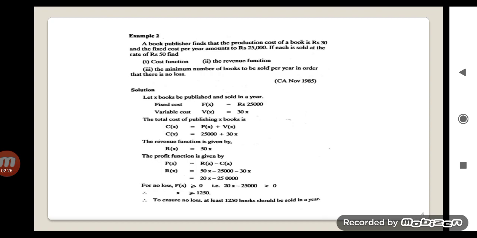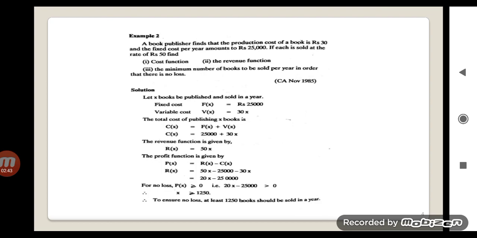So in the given problem, they have given f of x and v of x. V of x is production cost, 30 into x is 30x. If we sum the value of f of x and v of x, we will get the cost function. So c of x is 25,000 plus 30x.